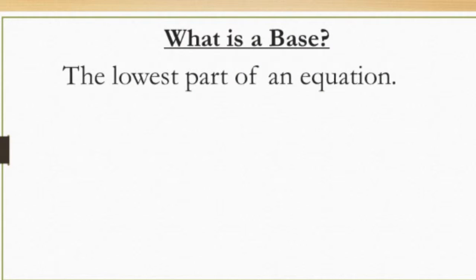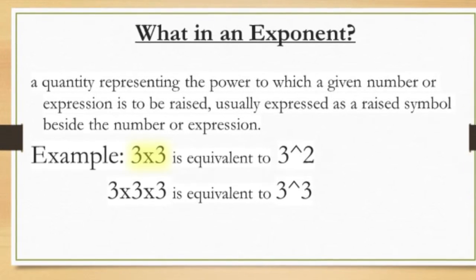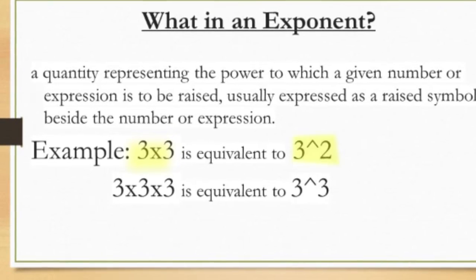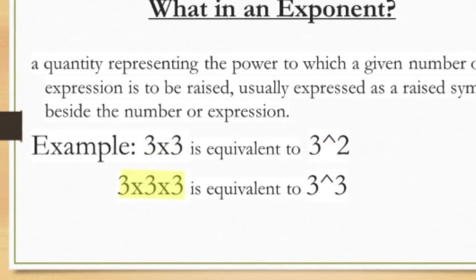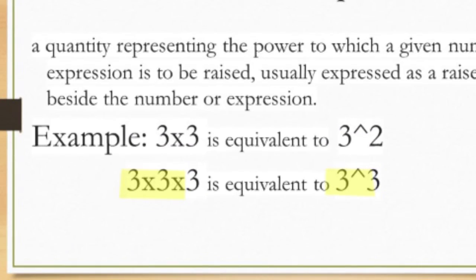Okay, what is a base? A base is the lowest part of an equation. Next up, what is an exponent? An exponent is a quantity representing the power to which a given number or expression is to be raised, usually expressed as a raised symbol beside the number or expression. For example, 3 times 3 is equivalent to 3 to the second power, or 3 times 3 times 3 is also equivalent to 3 to the third power.